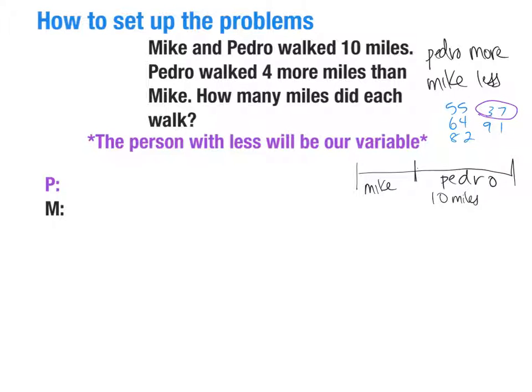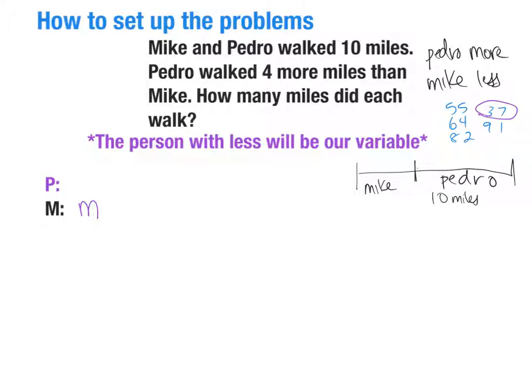Okay, but I can't just guess and check because the word problems make it a little bit more difficult. So you all said that Mike walked less. And in purple, I said to you, the person with less will be our variable. So since Mike walked less, I'm going to make him our variable. Mike is going to be M. Now P stands for Pedro. I just said, Pedro walked 4 more.